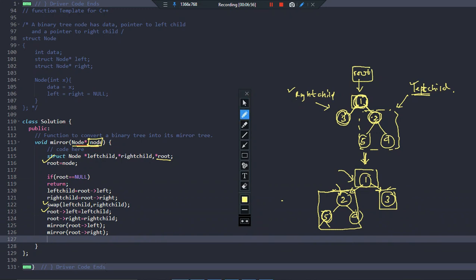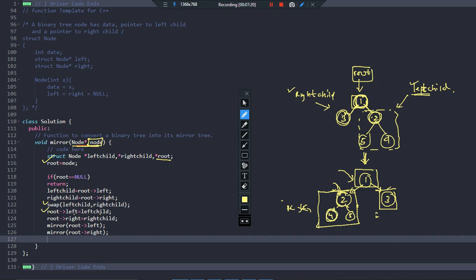Now root is pointing to this 2, left child is 5, right child is 4. If I interchange, then the right child will come here, the left child will come here. So basically now we are saying root left is equal to the right child, so 2 should now point to 4 in the left. So what would happen? They will swap. So what happens? 4 comes here, 5 comes here. Done. Again you are calling mirror on the root left.